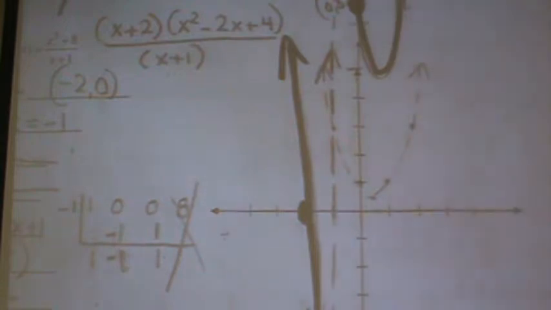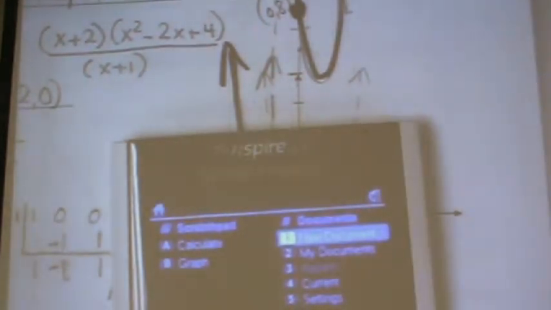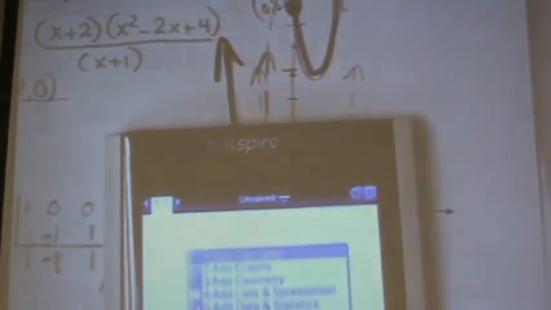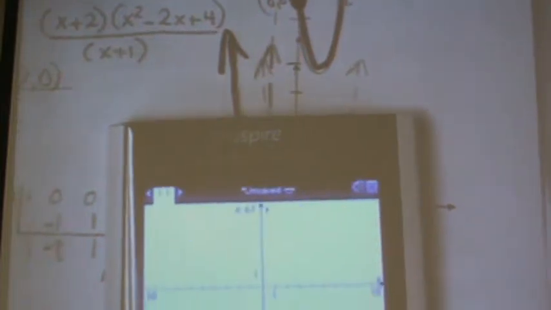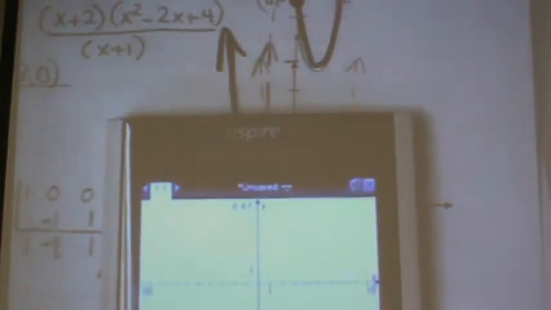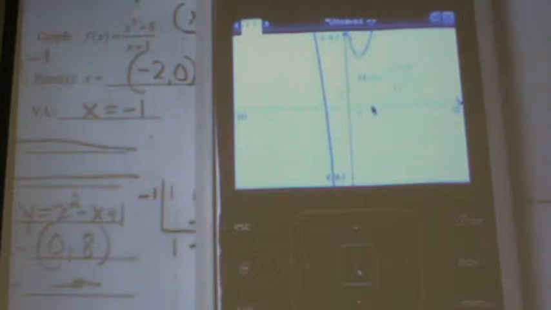So let me type this in my calculator, and let's see what kind of lovely picture I get. New document. So we're going to add a graph. We're going to put a fraction down. Now, just go to the original problem. You don't have to worry about it being factored. x cubed plus 8 over x plus 1. And there it is.